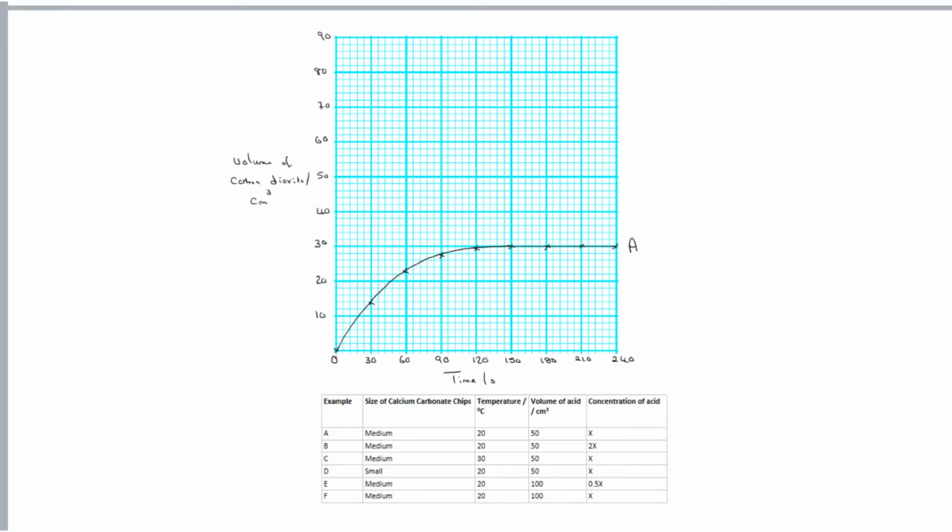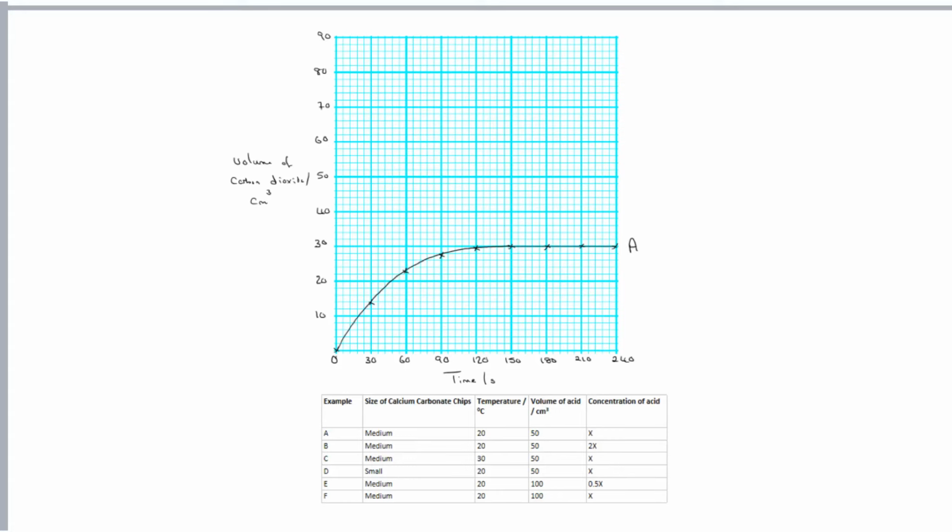Now if we look at B, what's changed? Well, the calcium carbonate chip's the same size, temperature's the same, volume of acid's the same, but the concentration of acid is double the concentration in B. So that's going to do two things. Firstly, it's going to increase the rate of reaction. And because the concentration's double but the volume's the same, we've got twice the number of moles of acid. So we're going to get exactly twice the volume of carbon dioxide.